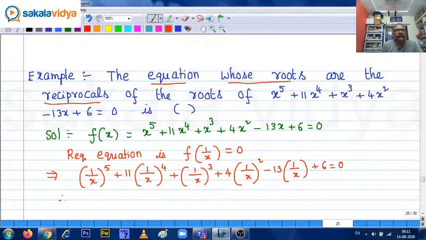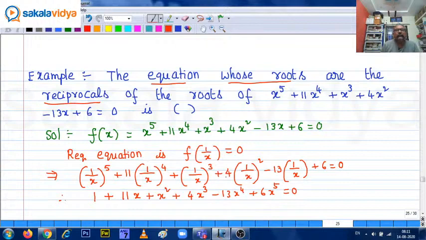So multiply with x to the power of 5. What do you get now here? 1 plus 11x plus x square plus 4x cube minus 13x to the power of 4 plus 6x to the power of 5 equals 0.